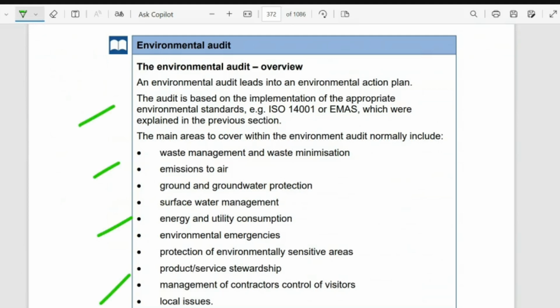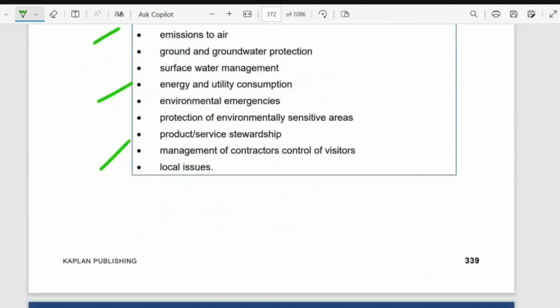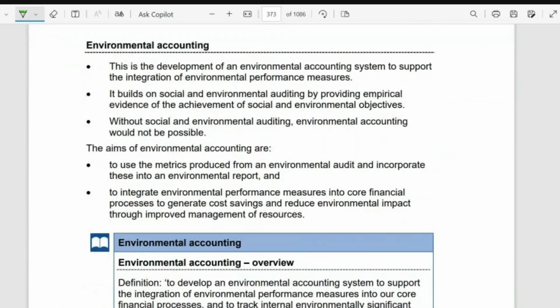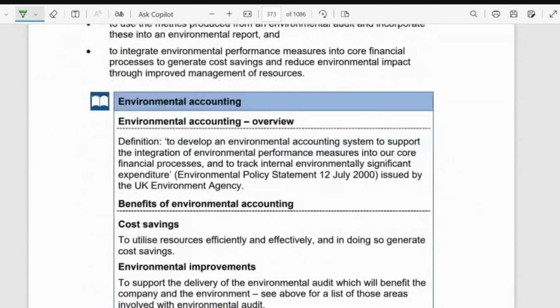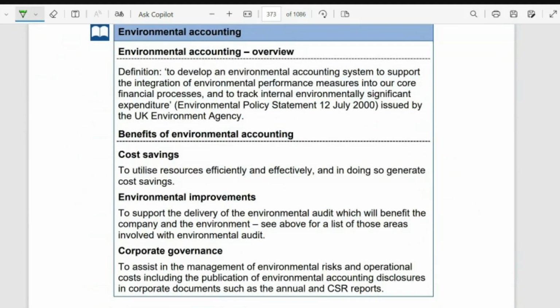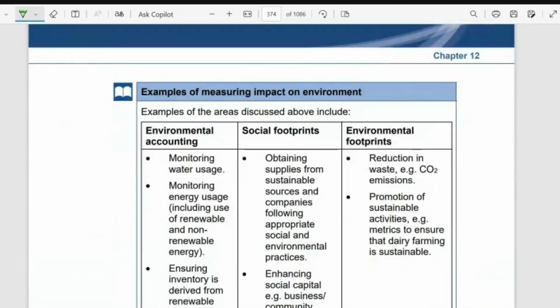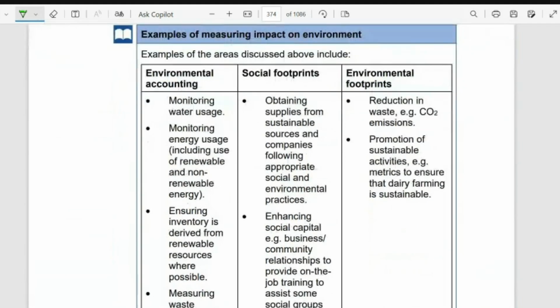Environmental audit, all these are reading parts. Environmental accounting. So this is an area, don't ignore it. It might be tested because, according to the examiner, it is their responsibility to test the whole syllabus in their three years' time. So be careful, they keep testing. Examples: measuring the impact on environment, environmental footprint, social footprint, environmental accounting.